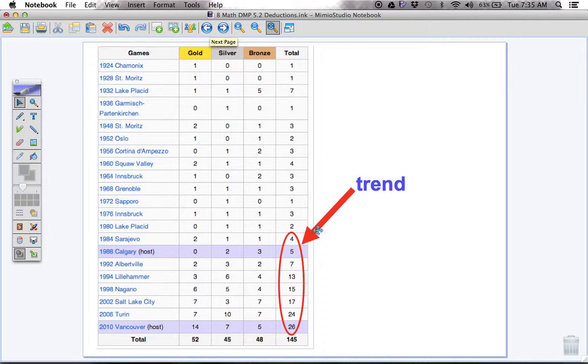We can also make a deduction about a trend. 4, 5, 7, 13, 15, 17, 24, 26. This is pretty clear that this is an upward trend. So every year beginning in 1984, the Canadian Olympic team increased their medal count. Very simple deduction based on this trend that we've noticed right here.